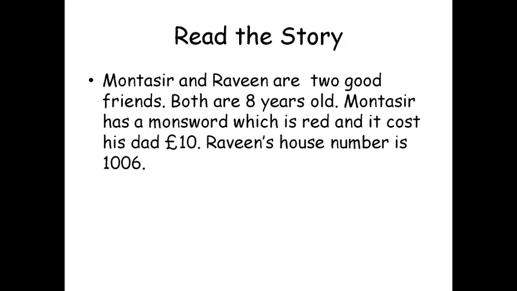So in this story, this is one paragraph. We see Montasir and Robin, they are good friends, and both of them are 8 years old. Montasir has a Montessort, which is red, and it costs his dad £10. And Robin's house number is 1006. So from here, I've made some questions.